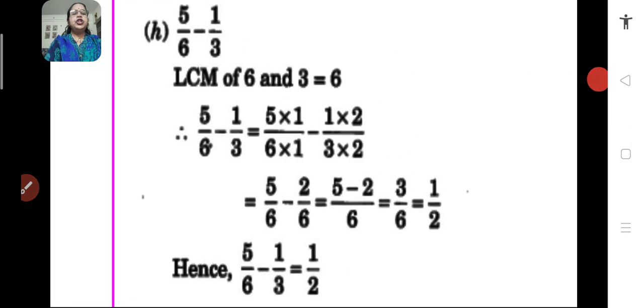Next problem H, 5 upon 6 minus 1 upon 3. Here the LCM of 6 and 3 will be 6.